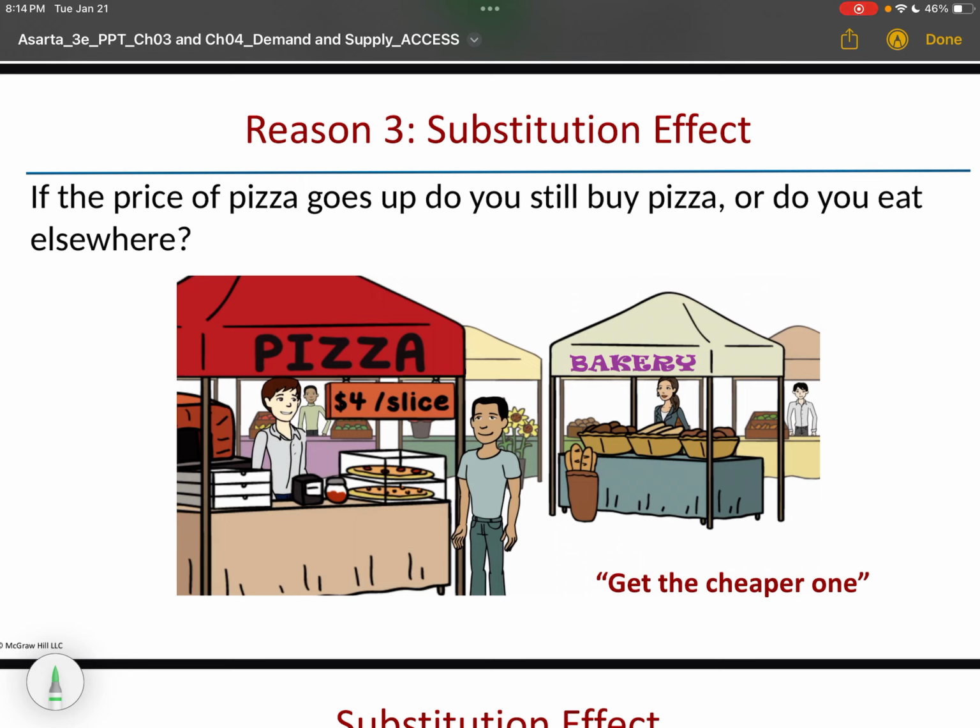So if you were to go to one store and the price of pizza there is high, would you buy it? Or would you eat elsewhere? Because you can quickly check your phone and know, well, it's cheaper in store B. You see?